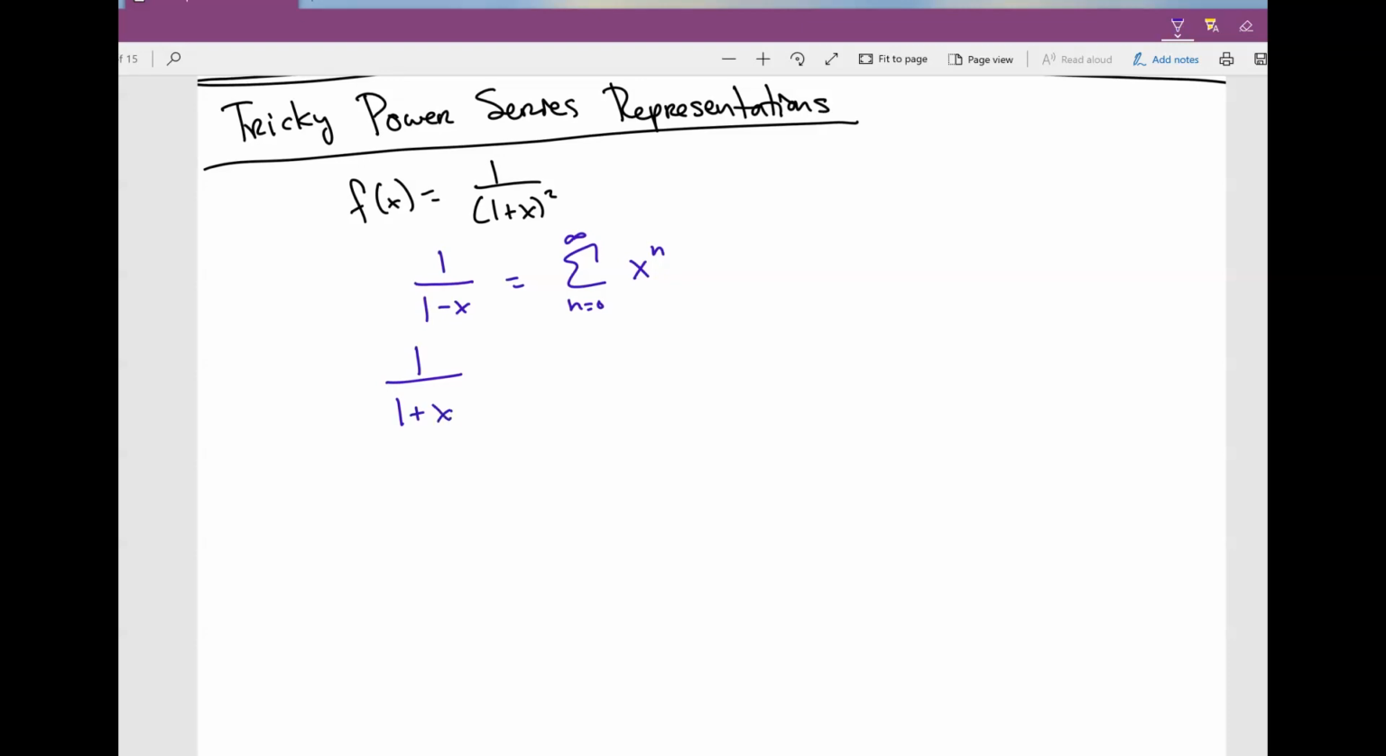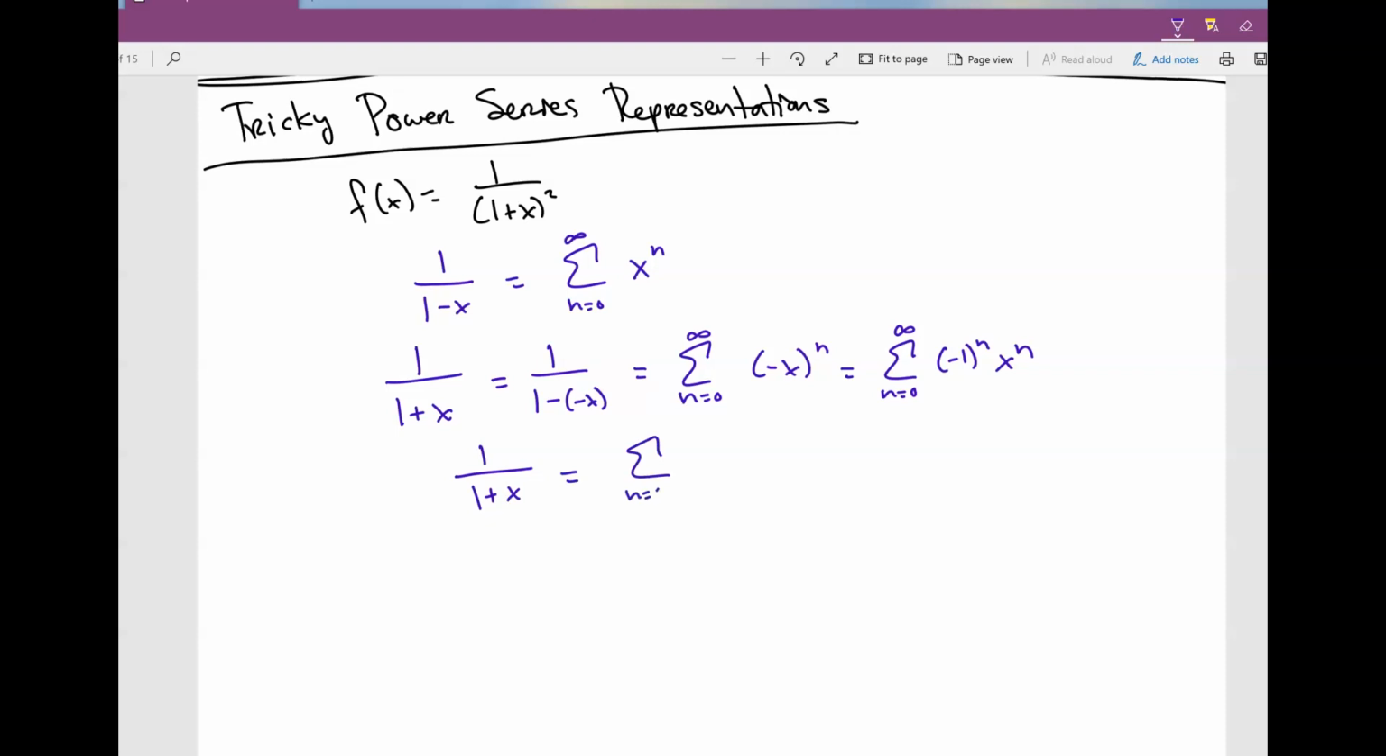I know what that guy is because I can rewrite this as 1 over 1 minus negative x. So I can go ahead and do this. I'm going to have the sum from n goes from 0 to infinity. I'm going to plug in this negative x into this x. And what I'm going to get is the sum from n goes from 0 to infinity of negative 1 to the n, x to the power of n. So I know that the power series representation of 1 over 1 plus x is going to be the sum from n goes from 0 to infinity of negative 1 to the n, x to the n. So that's what I do know.